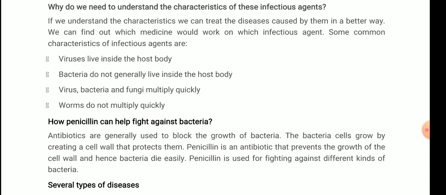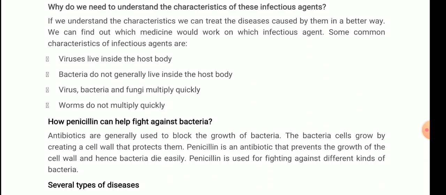Okay, now how does the bacteria grow? First we need to understand that. See, I told you why we need to understand the characteristics: because we can find out the correct medicine. And what do we need to find out about the characteristics? How it grows, how it does its metabolic activity, these things. So the bacteria cell grows by creating a cell wall that protects them.